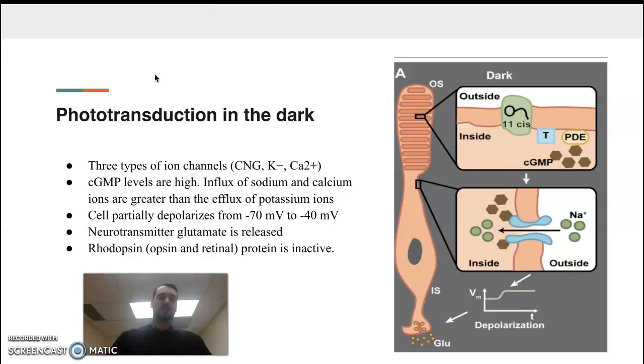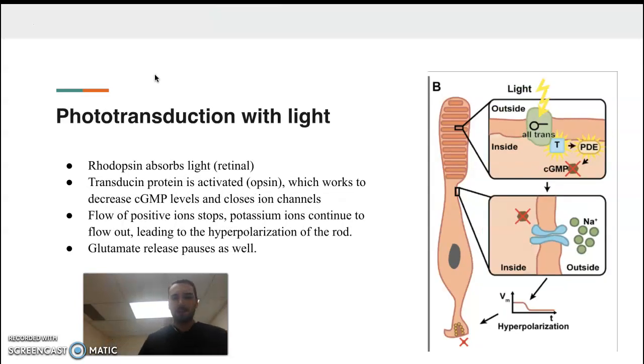But in the dark phase, a protein that's very valuable in the light phase is inactive, which allows all of this to continue to happen. And that protein is called rhodopsin, which is made out of opsin and retinol. All right. So then, what happens during phototransduction when there's light? So, as I mentioned, the protein rhodopsin is made out of both opsin and retinol.